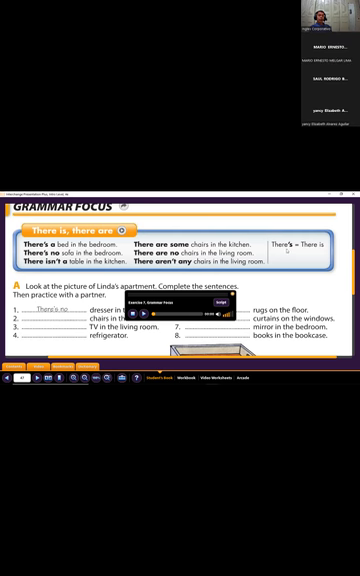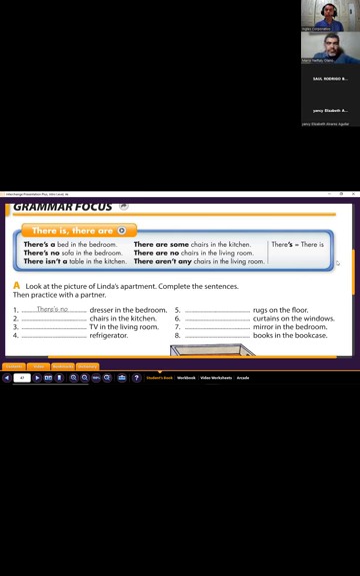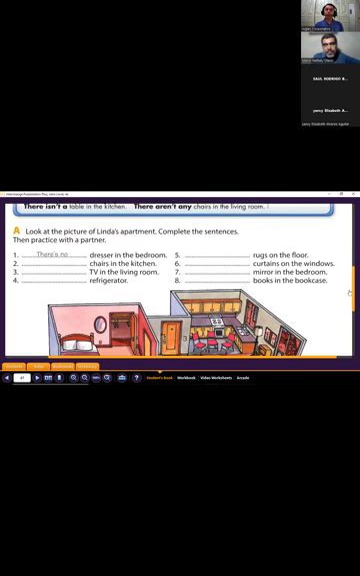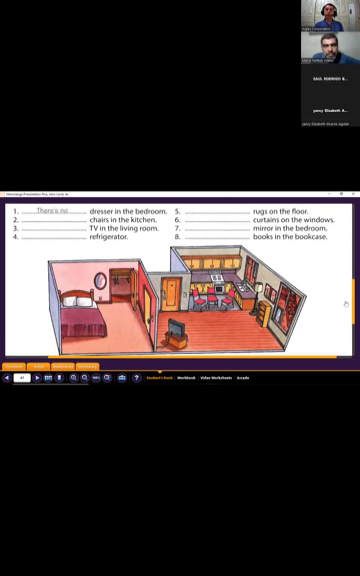Okay. So there's is the contraction of there is, right? But when you say there are no, there are no contractions. Okay. Good. Any questions? No, teacher. No. Thank you very much. Now we're going to make an exercise.